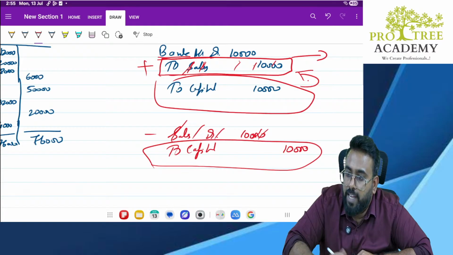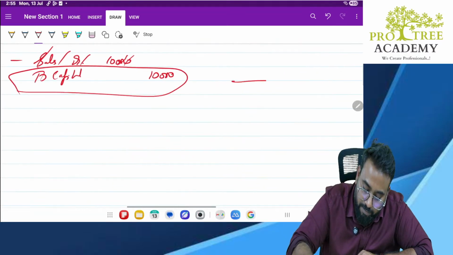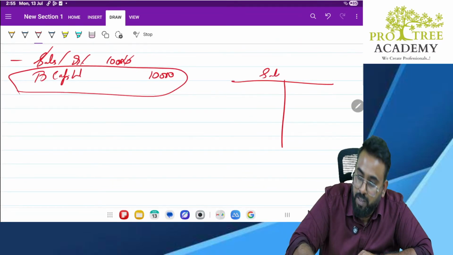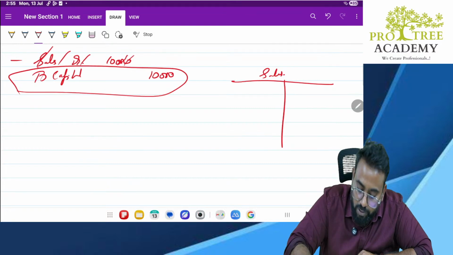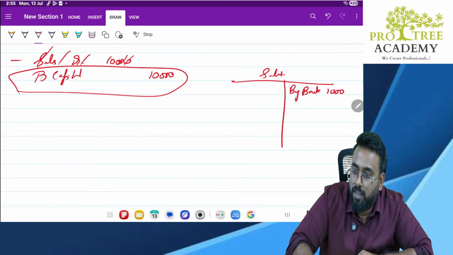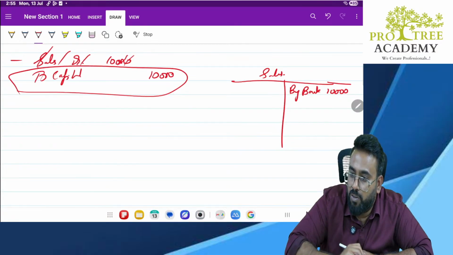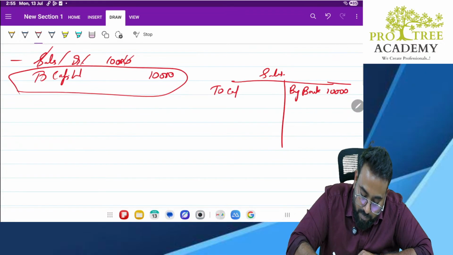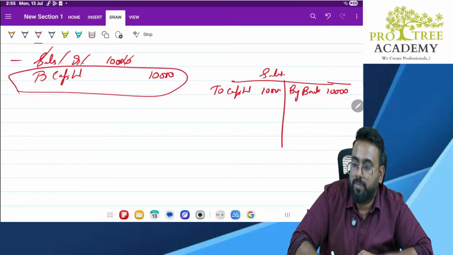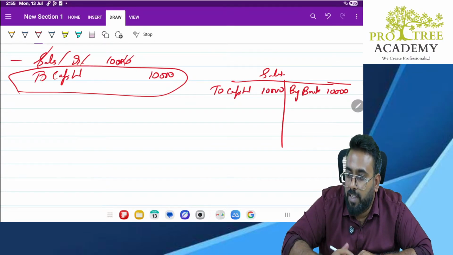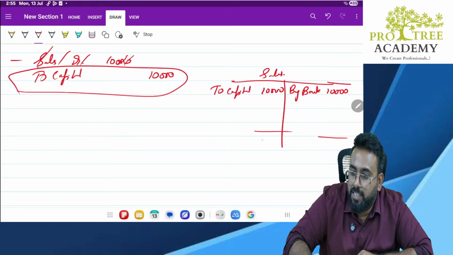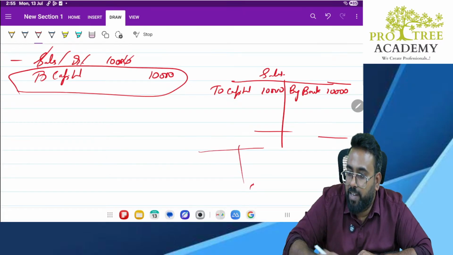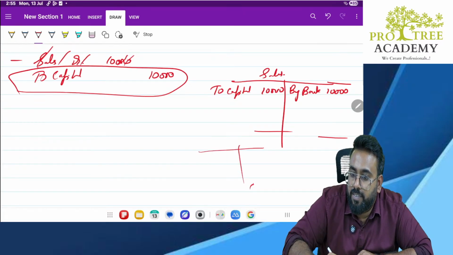For example, if this is my sales account, what is the entry I recorded? By bank 10,000. It should have never come. Correct or no? So now what will happen? To... nullified, no? What is the balance? 0. So in P&L what will have impact? No impact. Correct or no?